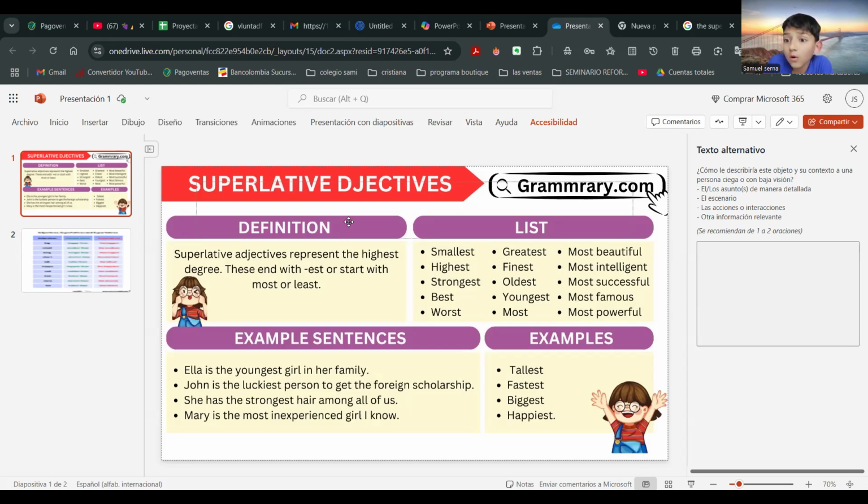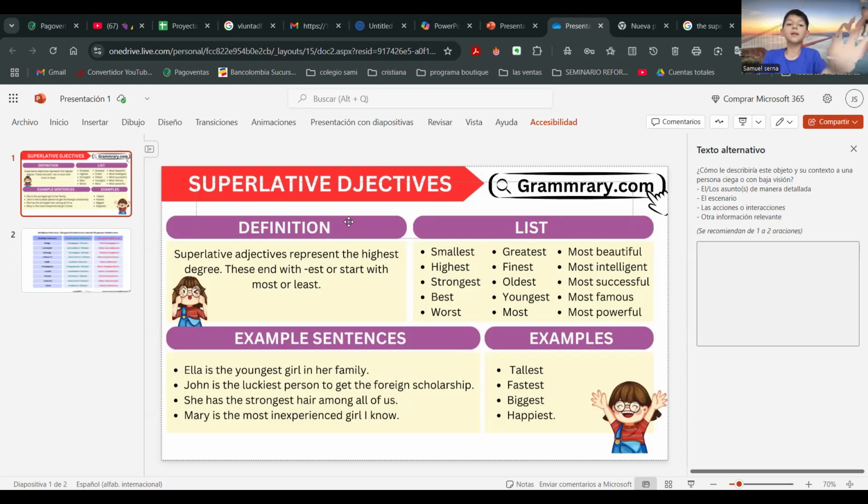In the next sentence, John is the luckiest person to get the foreign scholarship. What is the superlative adjective? The superlative adjective in this sentence is luckiest. But what do you need to remember? The superlative adjective ends in est. E-S-T, like in Spanish.